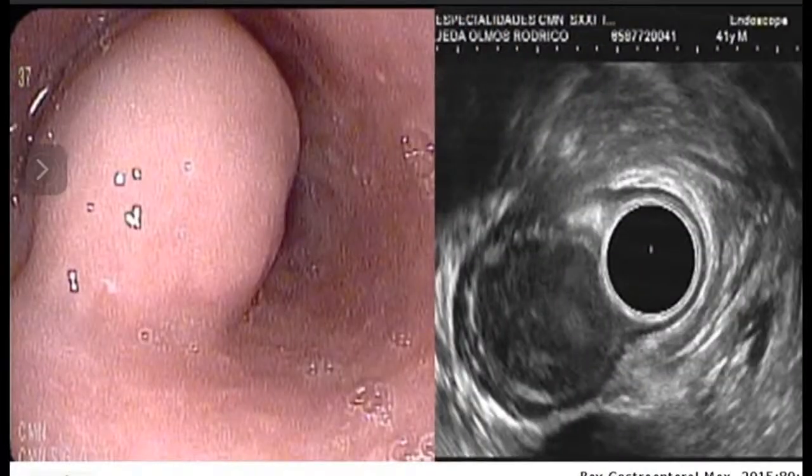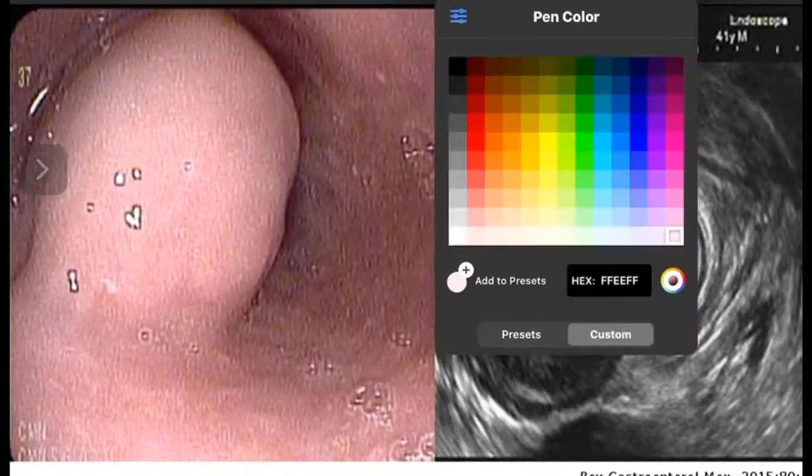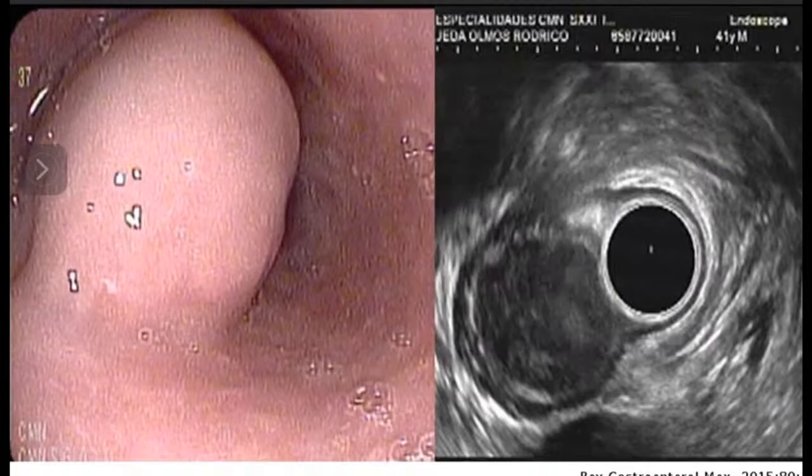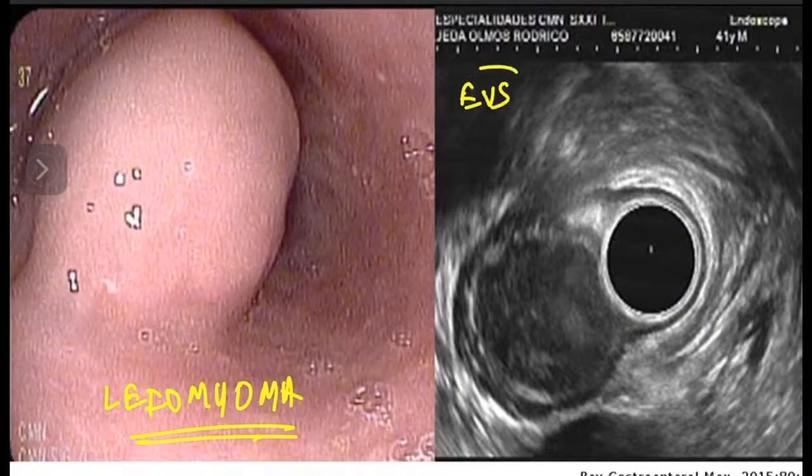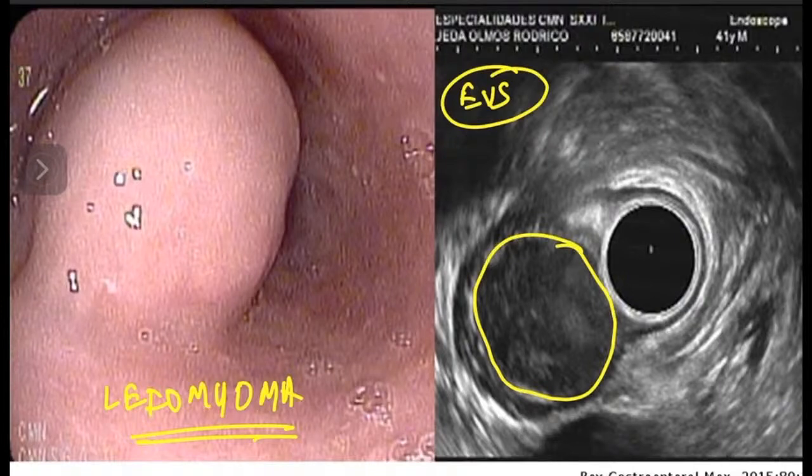Now first, let us understand what this leiomyoma is. Leiomyoma is the most common benign tumor of your esophagus. This is a leiomyoma, and as you can see, this is in EUS, that is endoscopic USG, and you're able to see this well demarcated circular homogeneous lesion. This is indicative of a leiomyoma. I hope you get this point. It is in the black layer, indicating that it is muscular in origin.